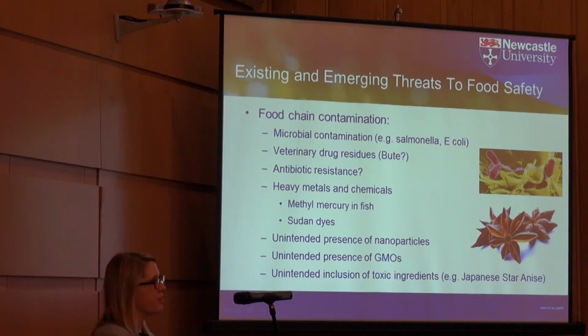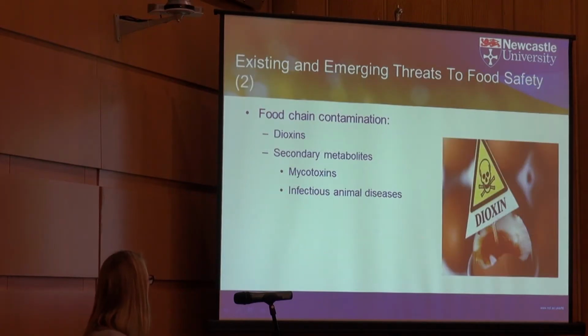So when we're talking about existing and emerging threats, what are we actually talking about? Some of the food chain contaminants that we can find are microbiological, relating to pathogens such as Salmonella, E. coli, Campylobacter, Listeria, for example. It's also around veterinary drug residues, so the overuse of antibiotics in farming practices, which can build up antibiotic resistance. Issues such as heavy metal contaminants in food, the unintended presence of nanoparticles and also GMOs, and also the unintended inclusion of toxic ingredients, for example Japanese star anise. Other such food chain contaminants include dioxins, secondary metabolites, mycotoxins, and infectious animal diseases.